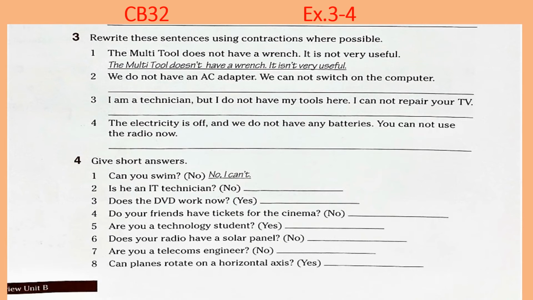Let's do number 2 as an example. Also, we do not have an AC adapter. We can not switch on the computer. So it should be we don't have an AC adapter. We can't switch on the computer. Okay, now pause the video, try to answer number 3 and 4 and come back to check the answers later.